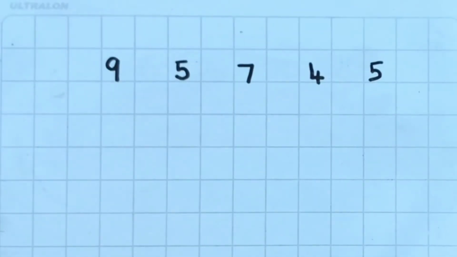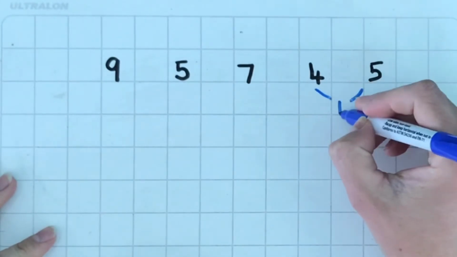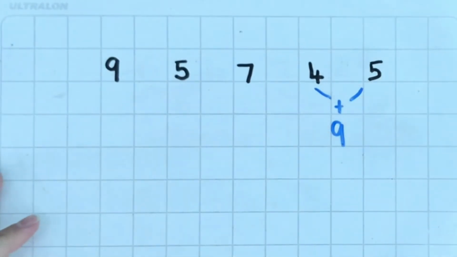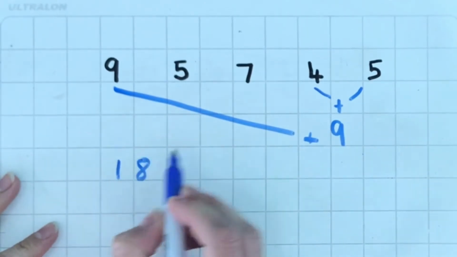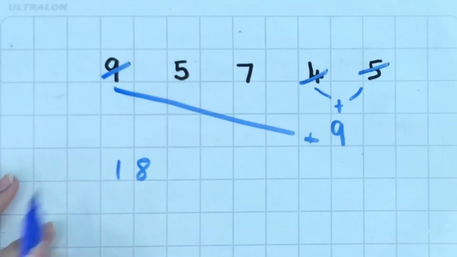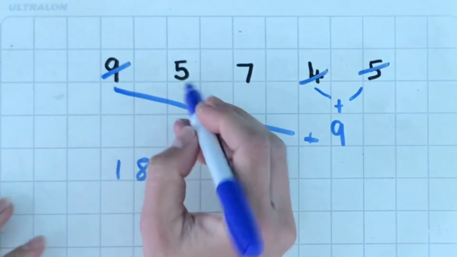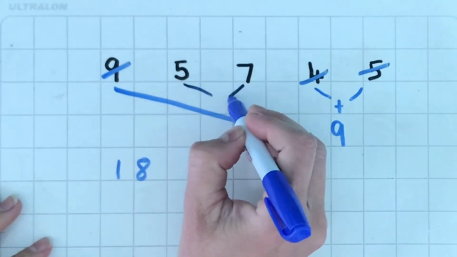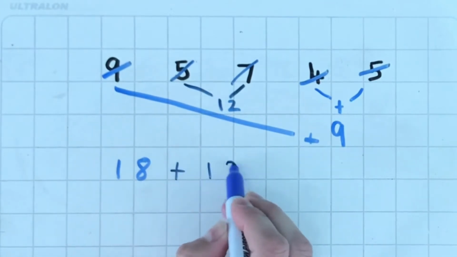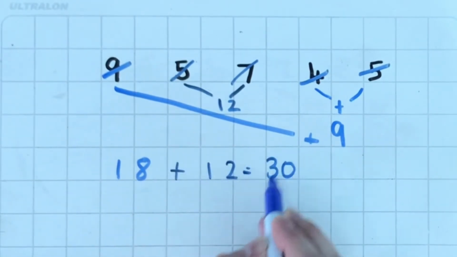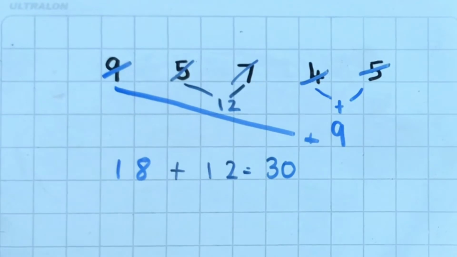I'm going to show you a way you might want to do this adding. You're going to look for pairs of numbers that you find easy to add. So 4 and 5, you know, gives you 9. You could take this 9, add it to that 9, which gives you 18. I would score those off to show that you have already added them, so you don't add something twice. You've now got 18, and then you've got 5 and 7, so if you add those together, that gives you 12. So you've got 18 plus 12, which gives you 30. So step number 1, add all the numbers together.